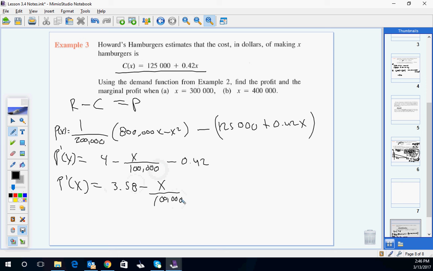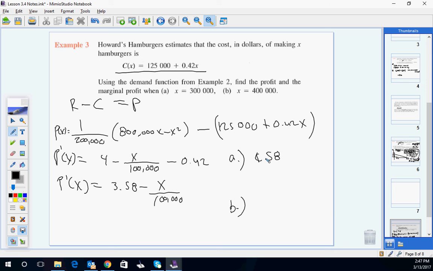Now we can just plug in our values for A and for B. Just hang in there, this is the last example. I know we're dying. When I plug in 300,000, you're essentially going to get 3.58 minus 3, which is 58 cents. That represents how much profit per hamburger? 58 cents per hamburger. That's our marginal profit.